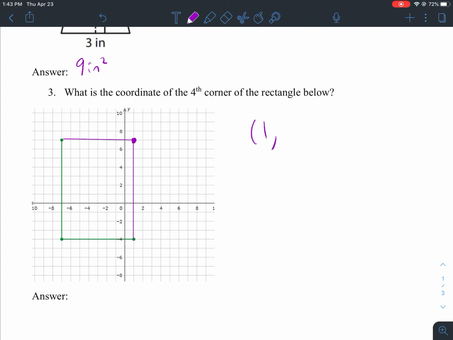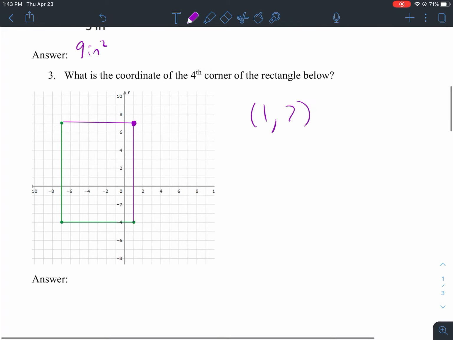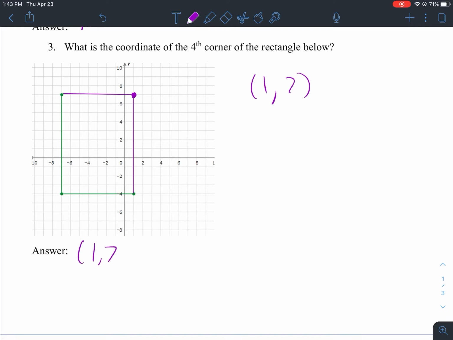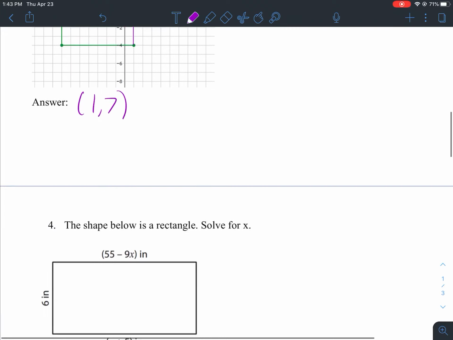So the coordinates of that is 1, 7. So that should be your answer written like this: 1, 7. It's a coordinate pair. It's always x, y.